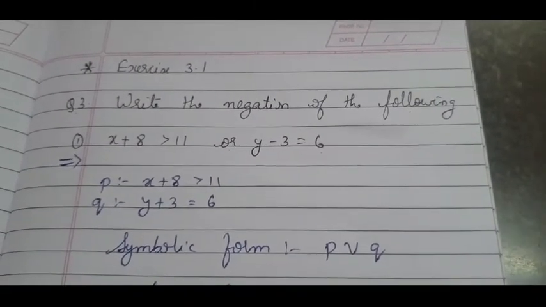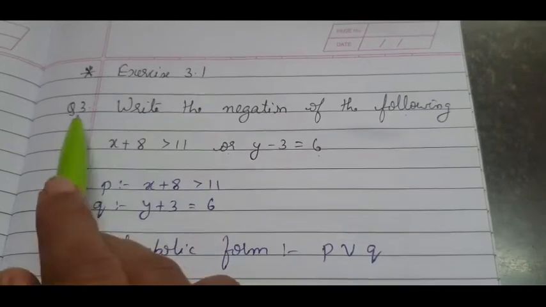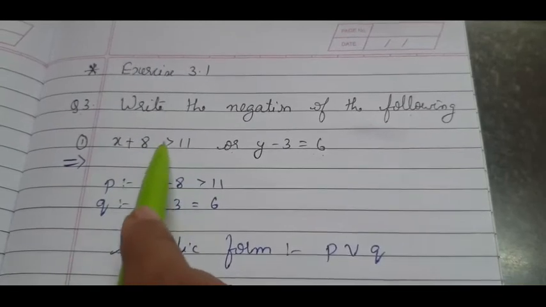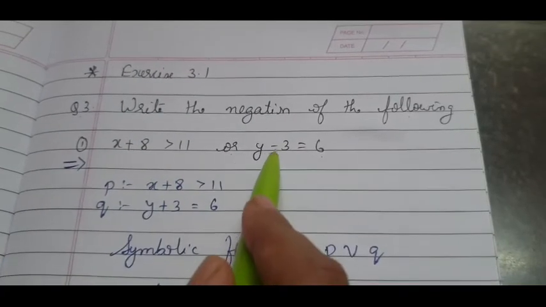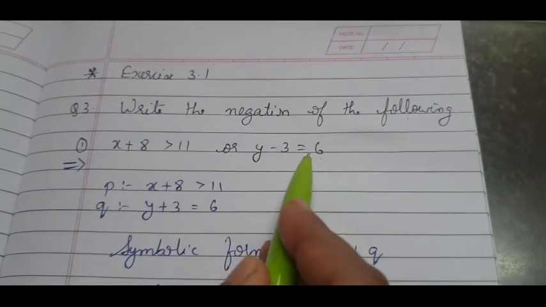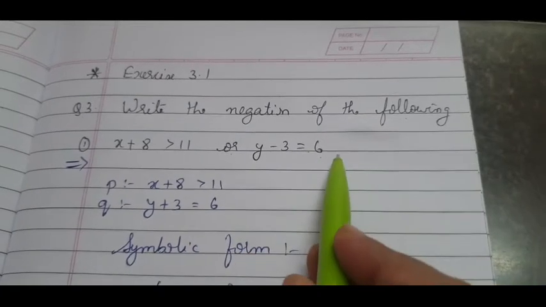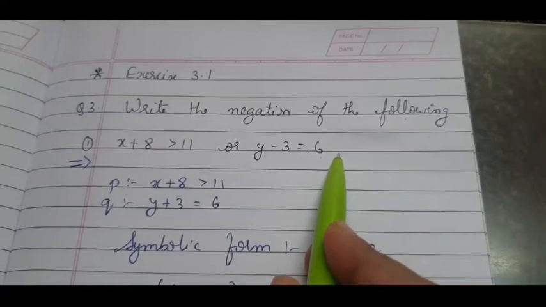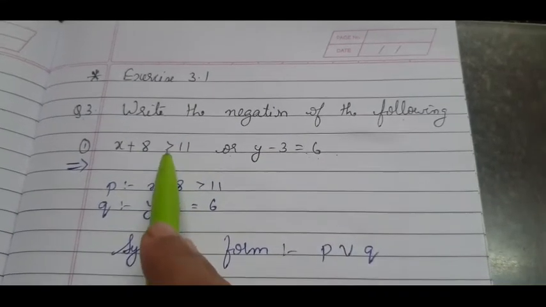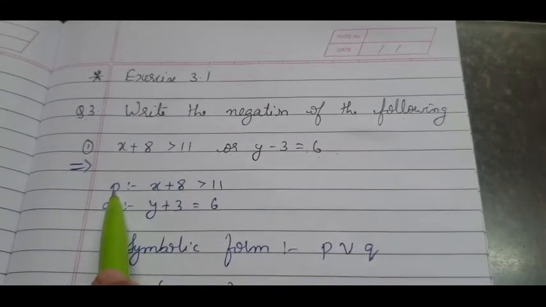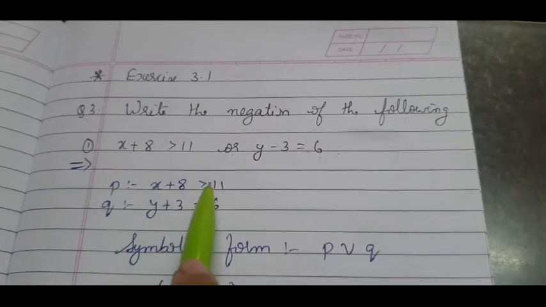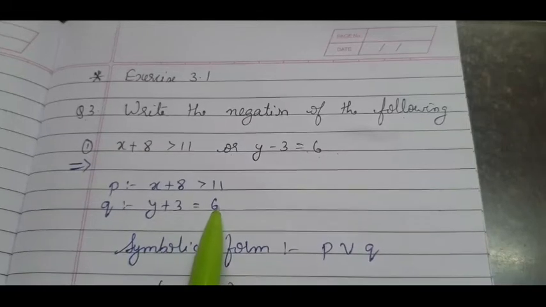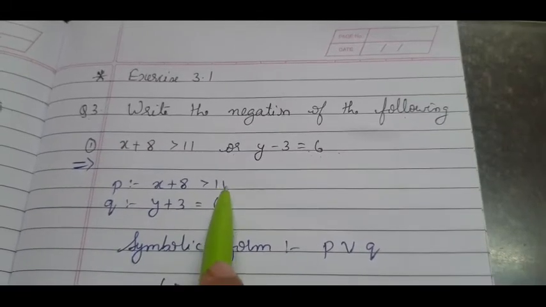We'll start with problems. In exercise 3.1, question number 3, write the negation of the following. First one, x plus 8 greater than 11 or y plus 3 equal to 6. This is a compound statement and we have to find its negation. It has 2 statements: statement P, x plus 8 greater than 11, and statement Q, y plus 3 equal to 6.